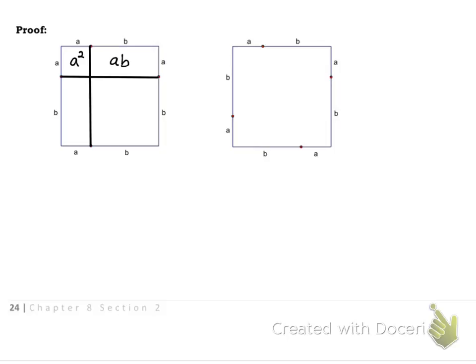The area of that lower left box is also A times B. It's the same exact size. So that one's also A times B. Let me just call that AB like I did in the other one. That last box we didn't name yet is B squared.